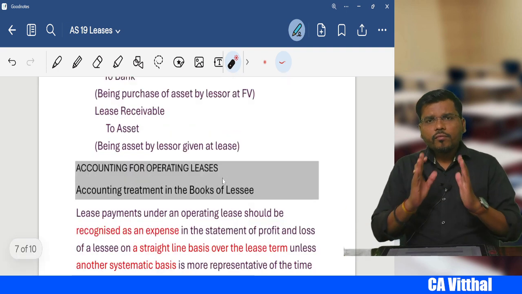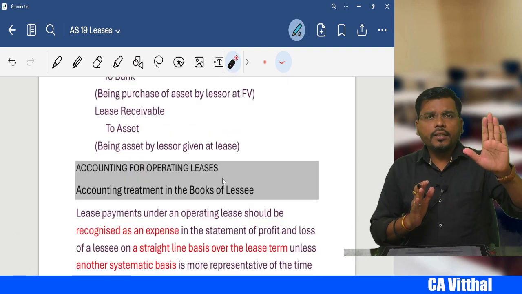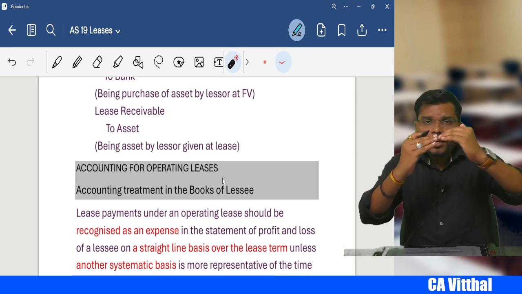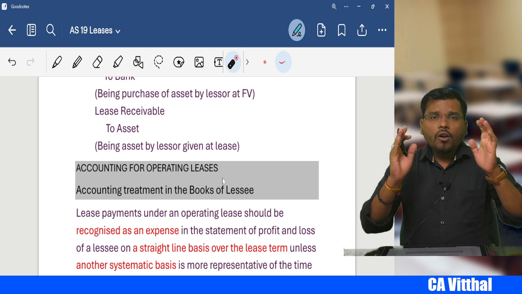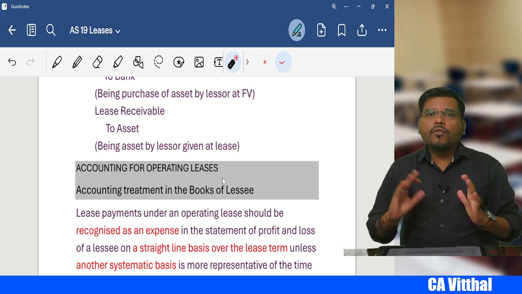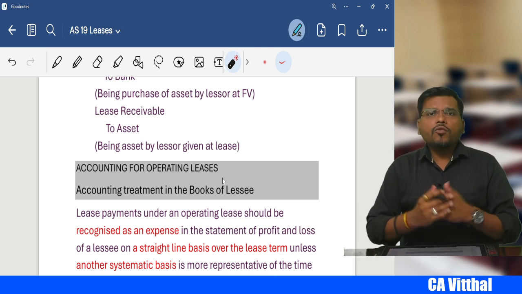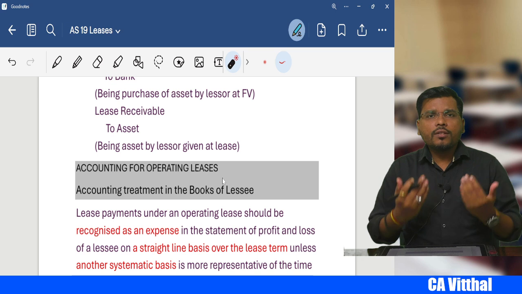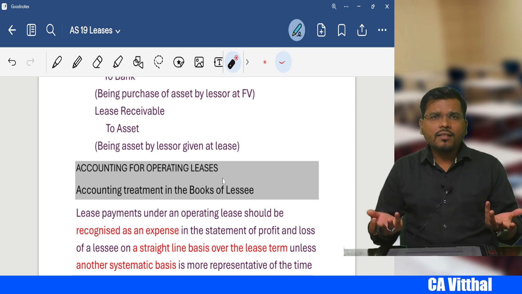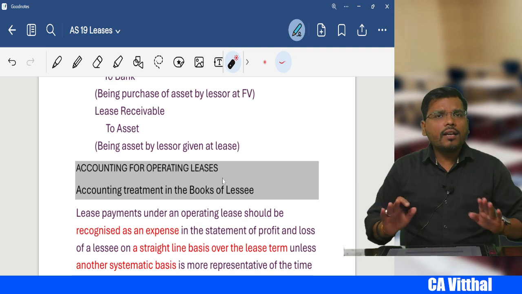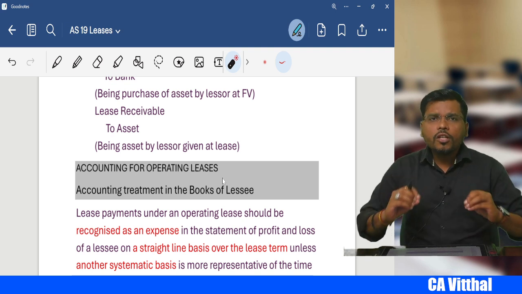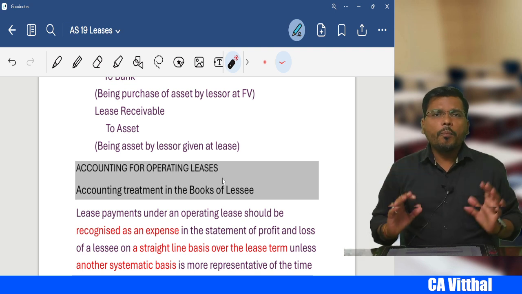Now we discuss what is operating lease and the accounting treatment of operating lease. We have discussed what an operating lease is. Those leases which are not finance leases, that is, where substantially all the risks and rewards are not transferred, we call that lease an operating lease.